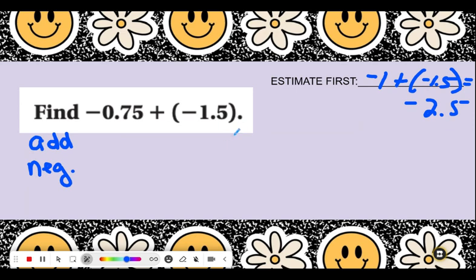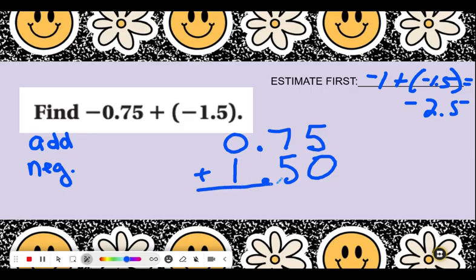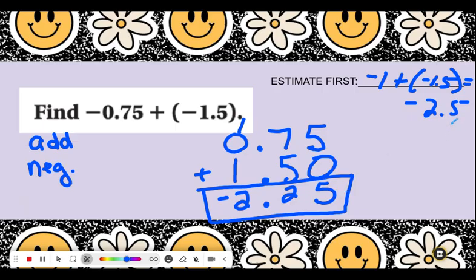So now let's really add them. So 0 and 75 hundredths. We know we're going to add the 2. And the whole number goes under the 0 and 5/10. We don't have hundredths, so we'll just put a 0 there. We said we're adding them because the signs are the same. 5 plus 0 is 5. 7 plus 5 is 12. Carry the 1. 1 plus 1 is 2. And we just bring our decimal down. So our answer, we talked about our answer being negative. They're both negatives. Negative 2 and 25 hundredths, which is close to negative 2.5. Great job.